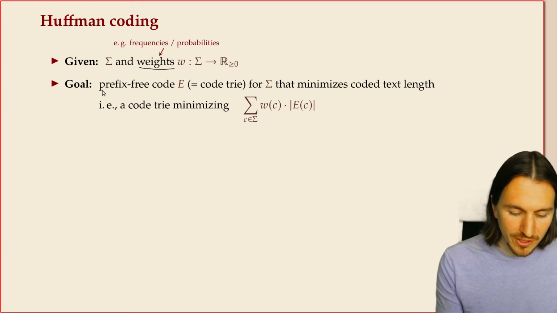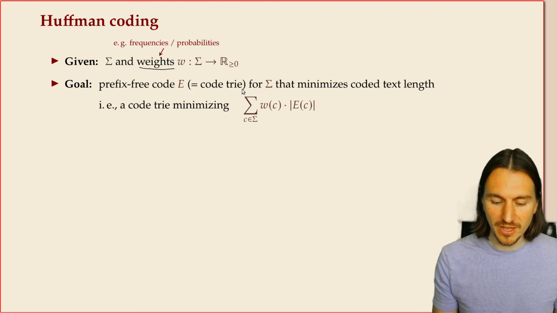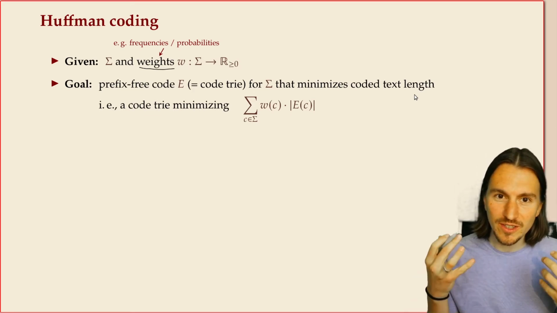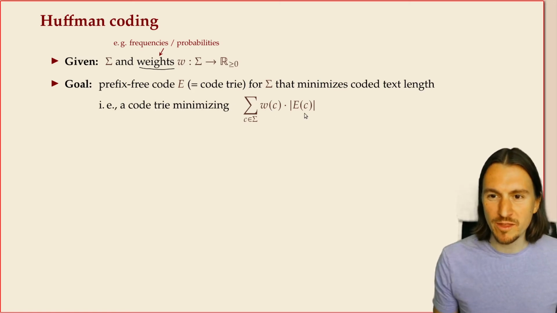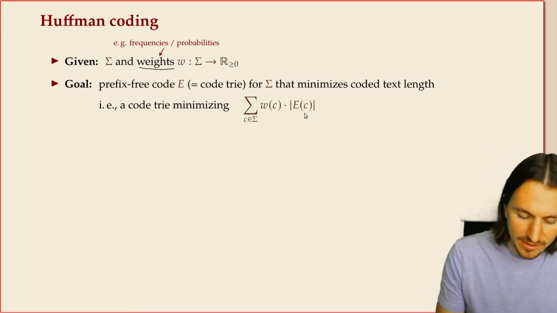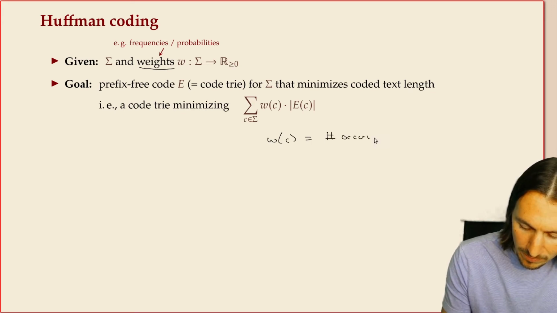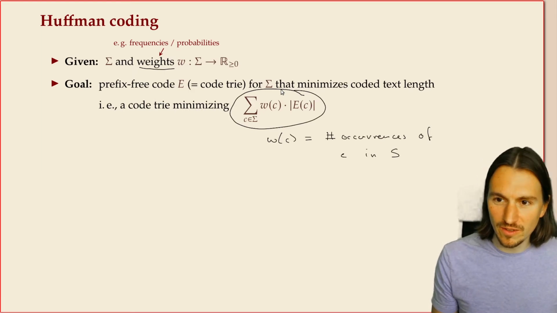The goal is to compute a prefix-free code, and by what you've just seen in the previous subsection, that means compute a code trie for this alphabet that minimizes the length of the coded text if each character occurs that often. So what we do is we sum over all the characters in the alphabet. We take the weight of the character and multiply that with the length of its code word. And so if we choose W of C as the number of occurrences of C in S, then this term is exactly the coded text length.